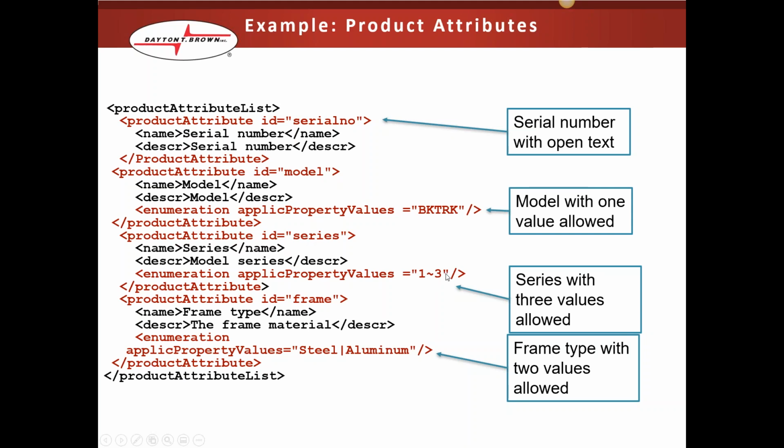The next PCT entry that we have is a thing called a series, and it is also enumerated. And this series only has 3 allowed values. That tilde is a range. So 1 through 3 is the only series number allowed on the project. And then the fourth example we have is a frame type. Frame type gives you 2 values, either a steel or an aluminum frame. So you get to choose which one that is.